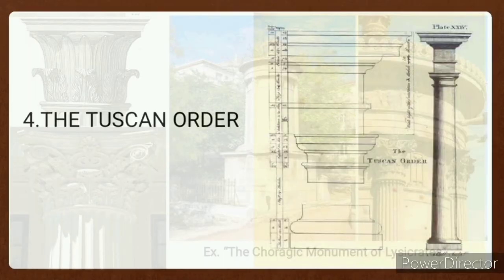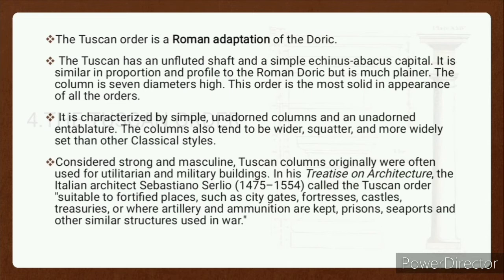Number 4 is the Tuscan order. It is a Roman adaptation of the Doric. The Tuscan has an unfluted shaft and a simple echinus and abacus capital. It is similar in proportion and profile to the Roman Doric but is much plainer. The column is 7 diameters high. This order is the most solid in appearance of all the orders.